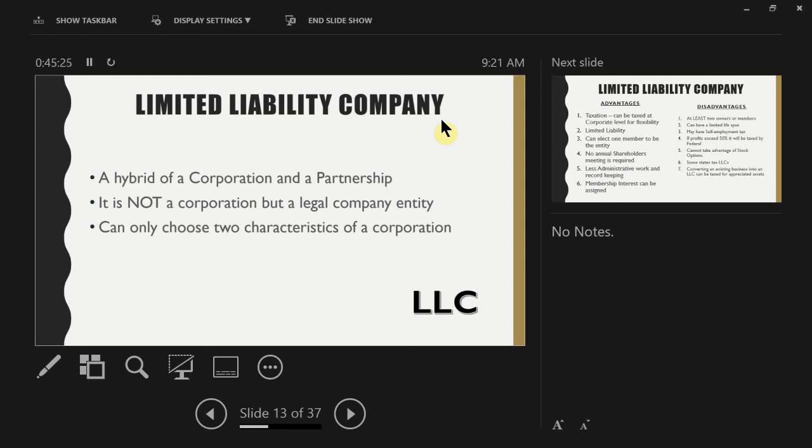It's a mesh between a corporation and a partnership. Okay, so what do you mean? It's basically a mix between them. It's not a corporation itself, but it is a legal company. There's a few key features that are corporate-like, but it's not technically one, because if you establish yourself as a corporation, you need to have all 4 characteristics. As a limited liability company, you only seek 2 characteristics of a corporation.